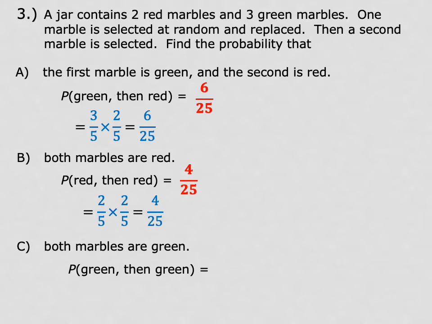So if you want the probability that both marbles are green, I would take the probability of getting a green, which is 3 out of 5, times the probability of getting a green, which is 3 out of 5, so it would be 9 out of 25.